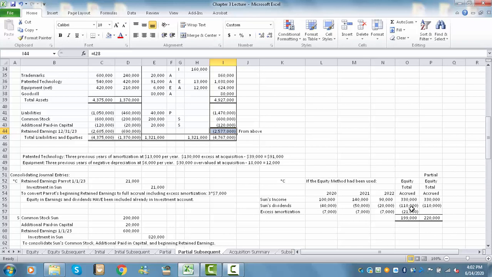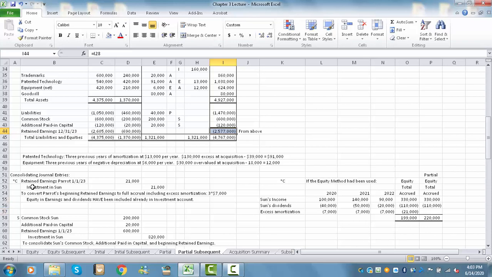$330,000 in income. We would have decreased that by $110,000 in dividends, and we would have had $21,000 in excess amortization. Partial equity doesn't record excess amortization, so partial equity is $220,000 of accruals when the equity method would have been $199, and we have to bring everything to the equity method. So we have to reduce this by $21,000.